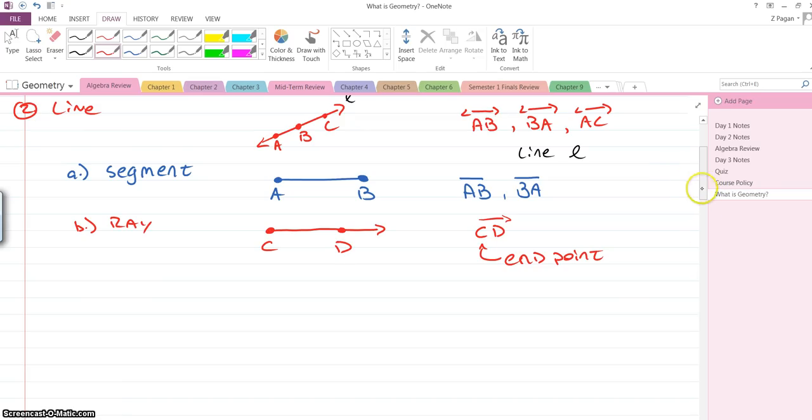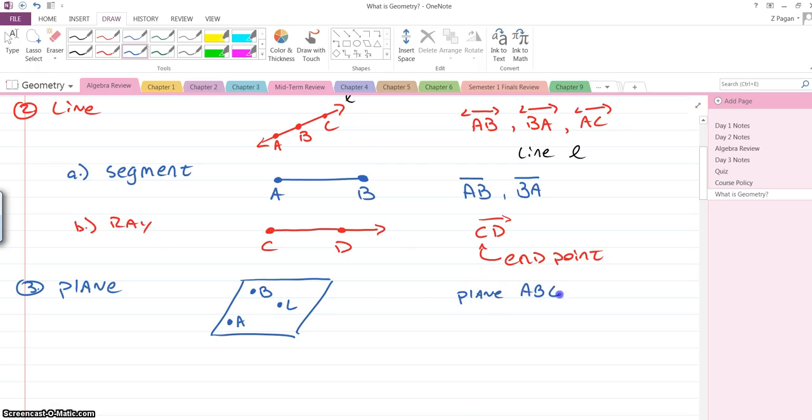Alright, so those are kind of the lines that we deal with. Next, we have what we call a plane. Snakes on a plane. Alright, so a plane is simply a flat surface. Now, in order to define a plane, we need 3 points on that plane, 3 non-collinear points. Non-collinear simply means that they are not lying on the same line. So I would simply name this plane ABC, naming all 3 non-collinear points.